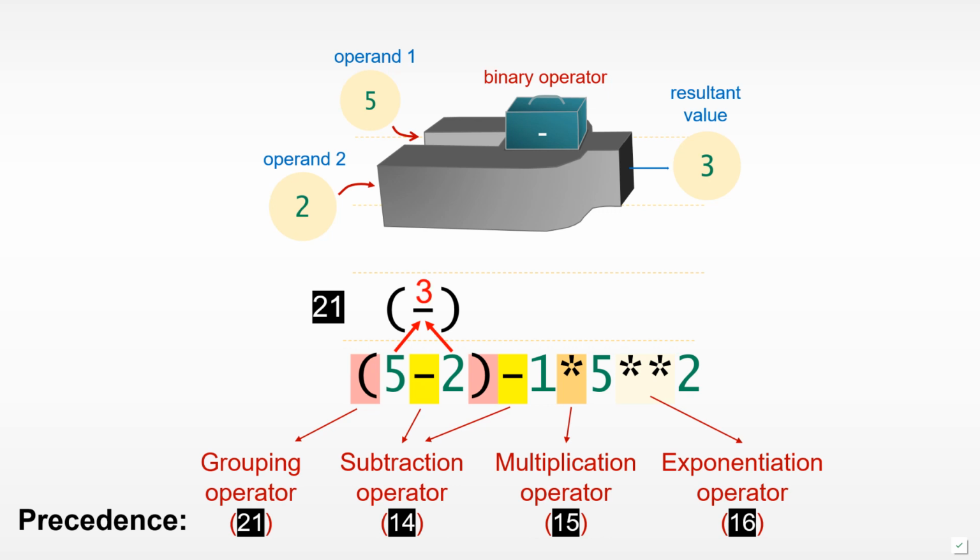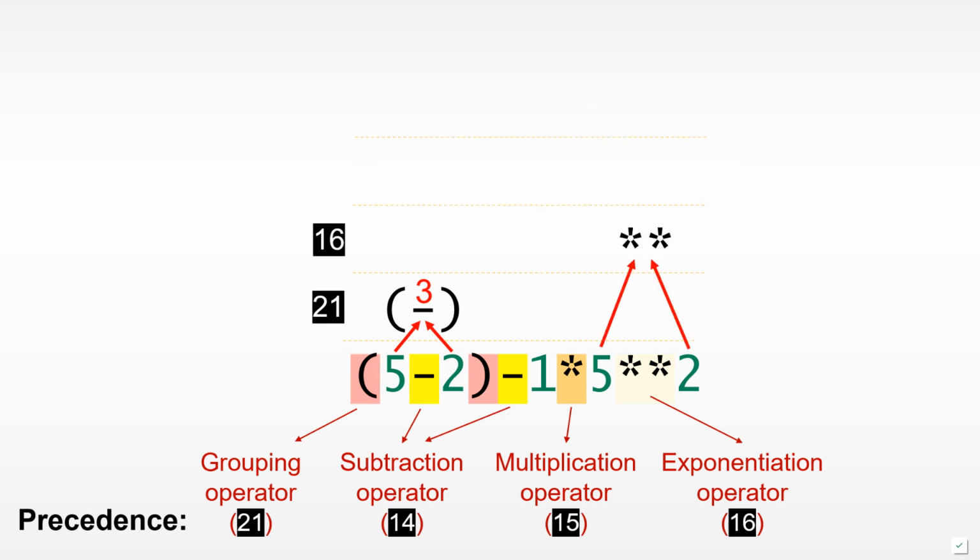So the final result given to us after using the grouping operator would in fact be the number 3. What would be the next thing we would have to do? Well, we have the exponentiation operator, which has precedence of 16. This one would have to be evaluated next.